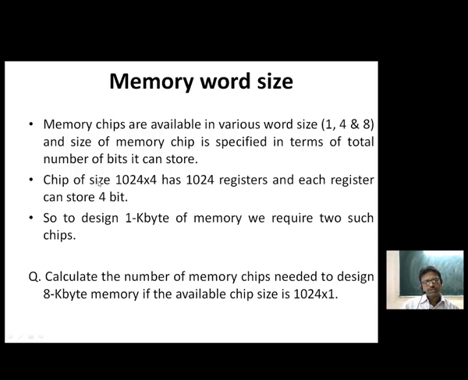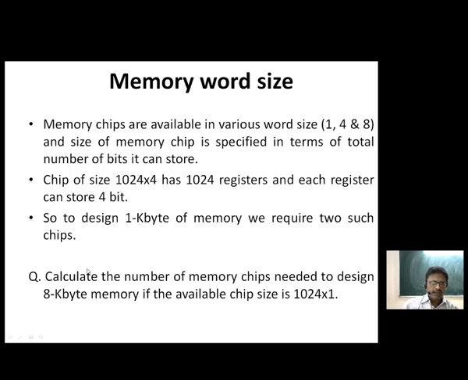Now a chip of size 1024 into 4, what does it mean? It means there are 1024 registers and each register can store only 4 bits. So if you have to design 1 kilobyte of memory, how many chips will be required? We require 1024 into 8, and the size of the chip which is available is 1024 into 4. So naturally we require 2 such chips, so that we are able to make 1 kilobyte, that is 1024 into 8.